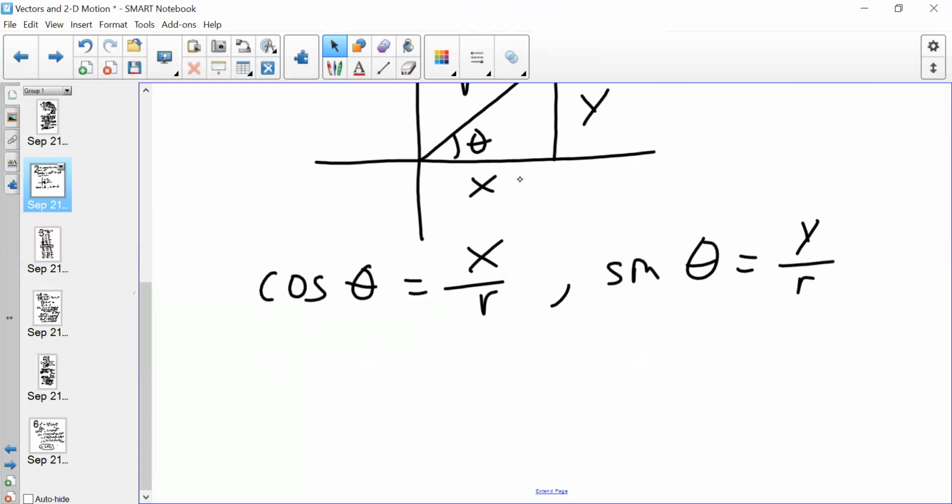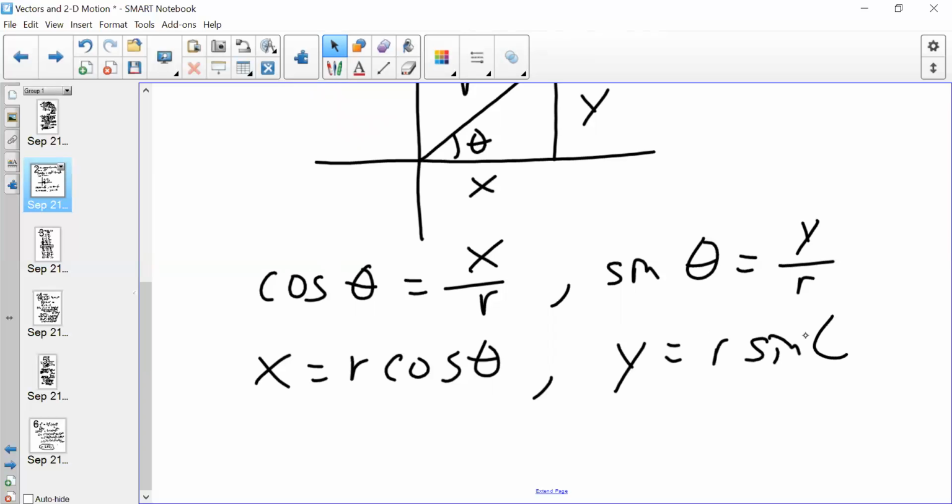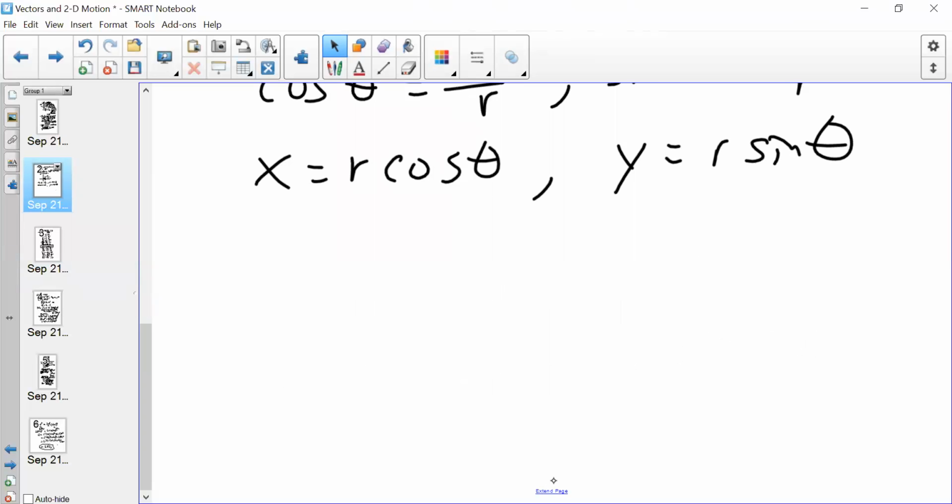Therefore, if we want to figure out the value of X, we have that. And tangent is just opposite over adjacent, sine over cosine, Y over X.